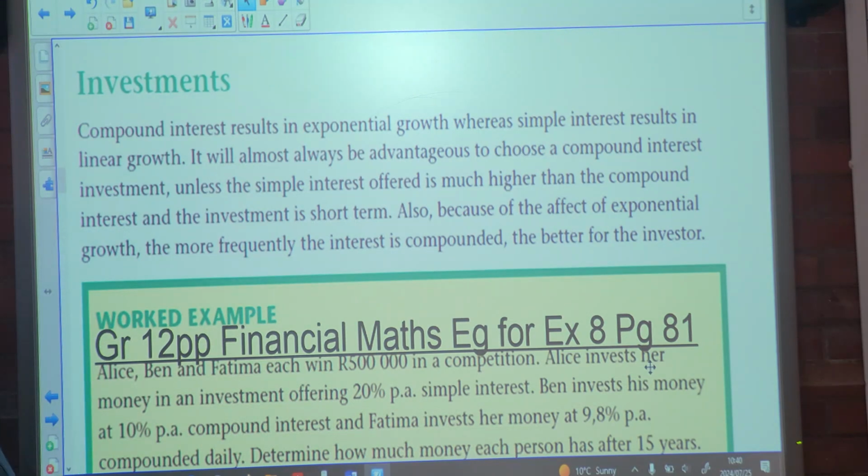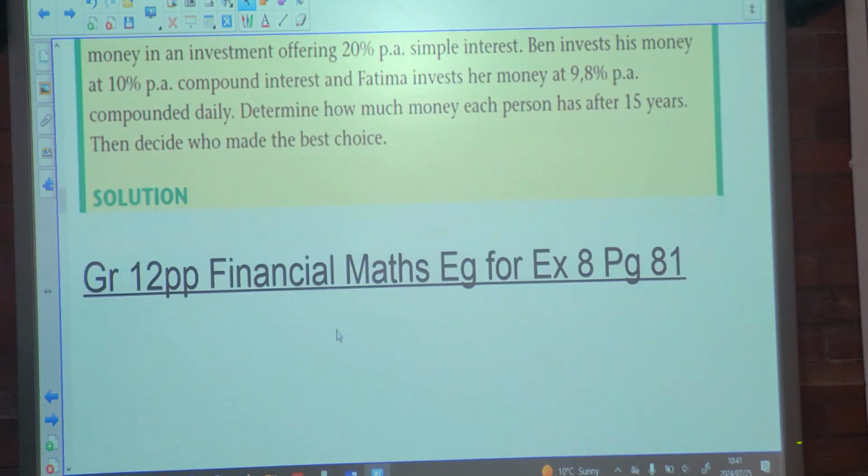It will almost always be to an advantage to choose a compound interest investment, unless a simple interest offer is much higher than the compound interest and the investment is shorter. Compound interest would get you a better return in the long run. If you look at a shorter period, it might be that simple interest would be a better option, provided the simple interest rate is the same or a bit higher. Also, because of the effect of exponential growth, the more frequently the interest is compounded, the better for the investor.